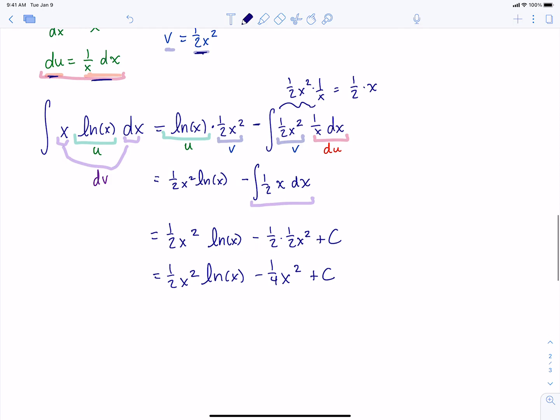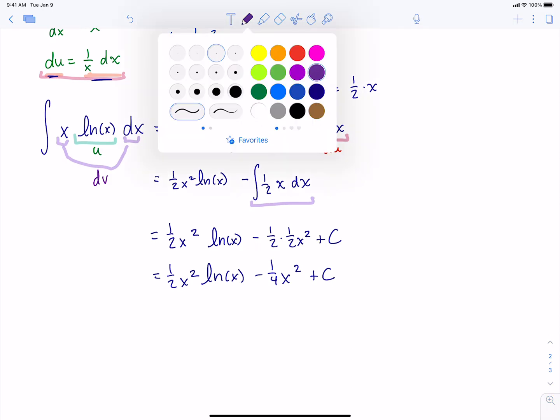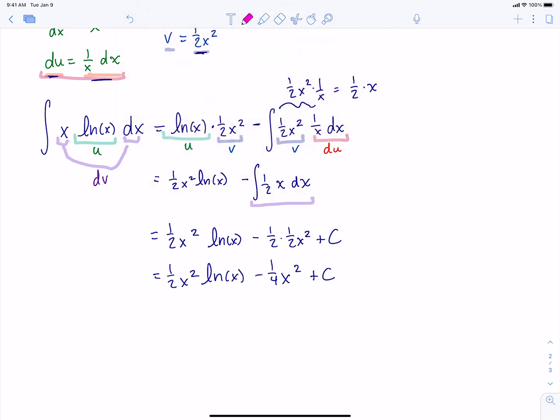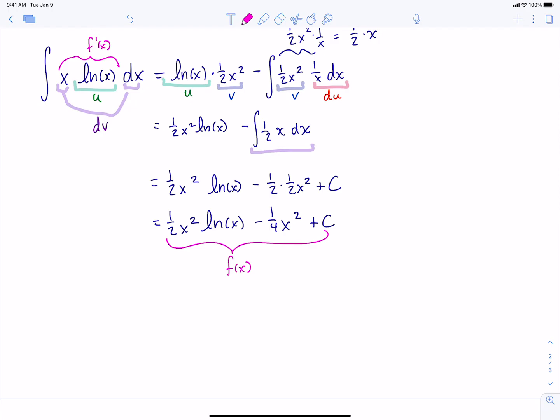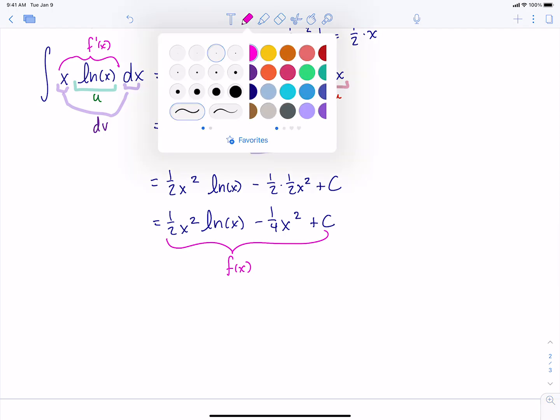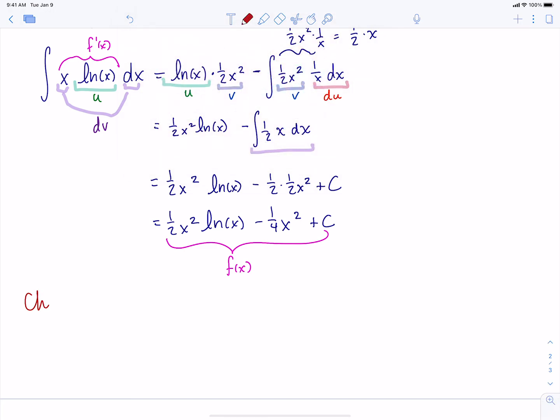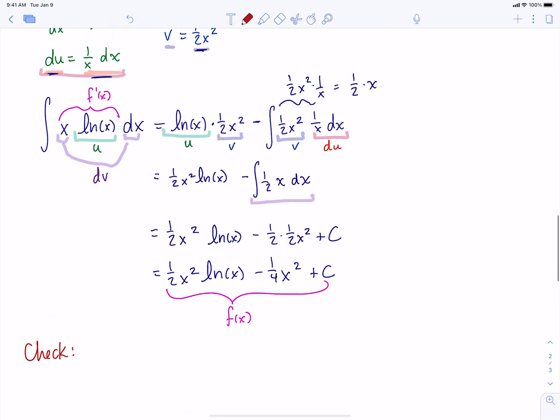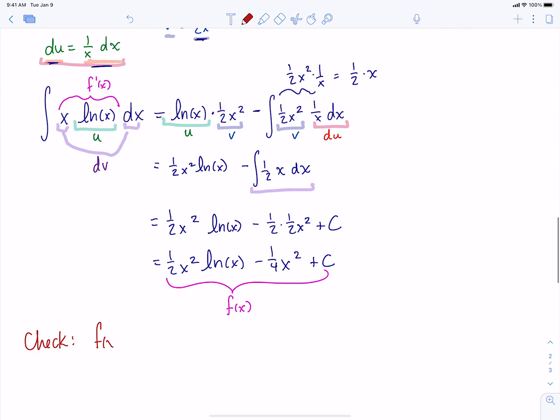So now remember, we can check these anytime. So remembering way back from the beginning, what we found here is that this is our derivative right here, and then this is our original function that we start with. So if we take this function that we got as our answer and find its derivative, we should get back to where we started. So let's do our check here. So let's find the derivative of this function.